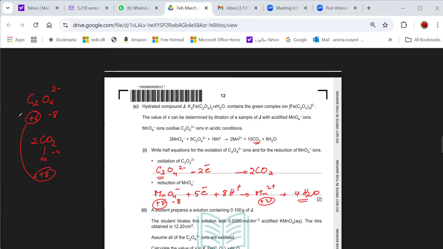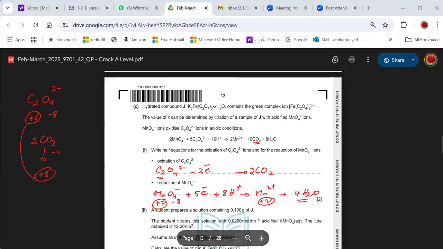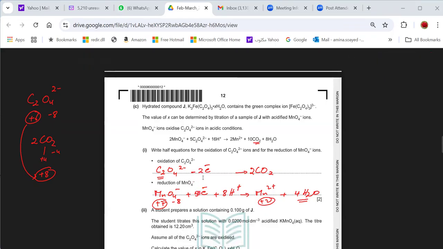As these are going to be added together, the number of electrons in both must be the same. That's why we have to multiply the first equation by 5, and we multiply the second equation by 2, so that we have 10 electrons in both to be cancelled.